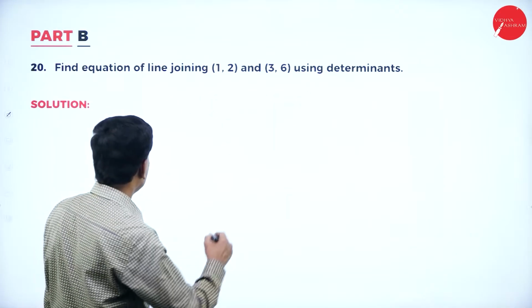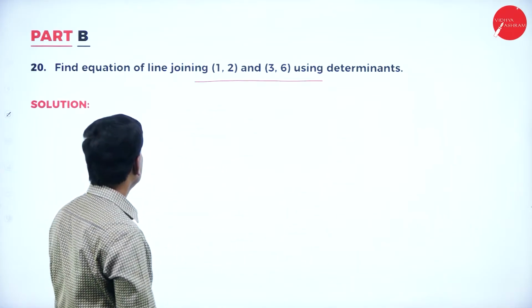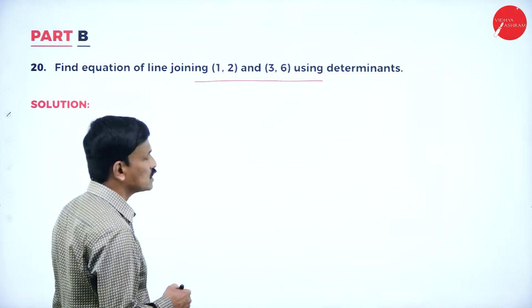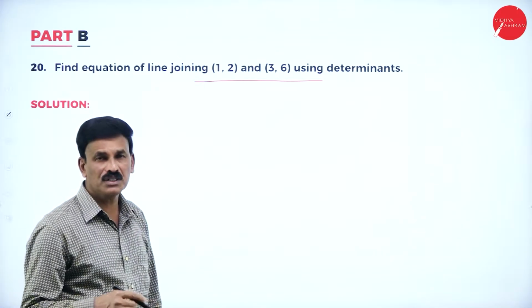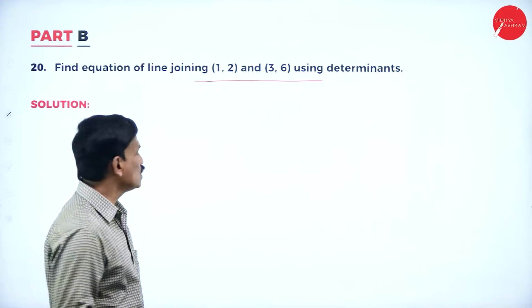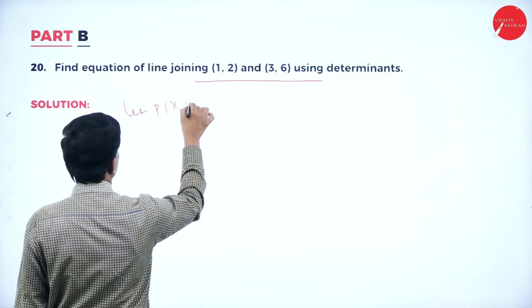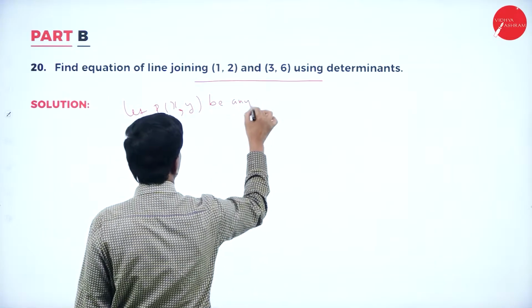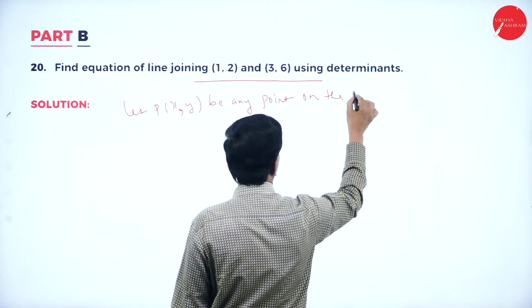Find the equation of a line joining the points (1, 2) and (3, 6) using determinants. So again this is from the application of determinants, the equation of a line joining the 2 points. Now for this, what is given? Let us consider, let P(x, y) be any point on the line.